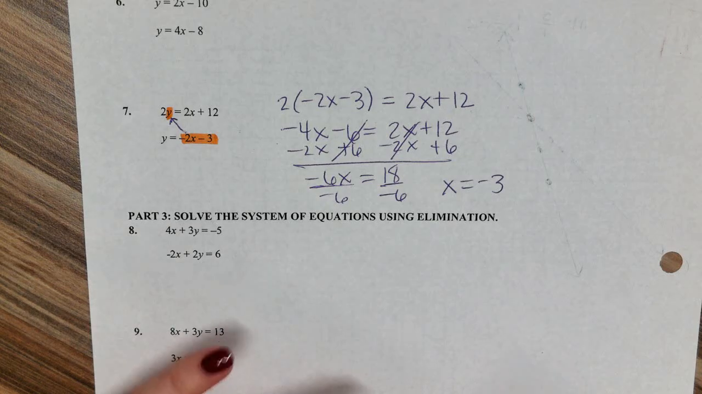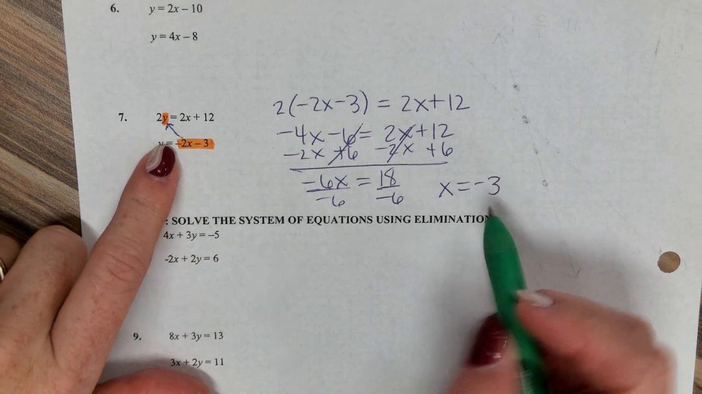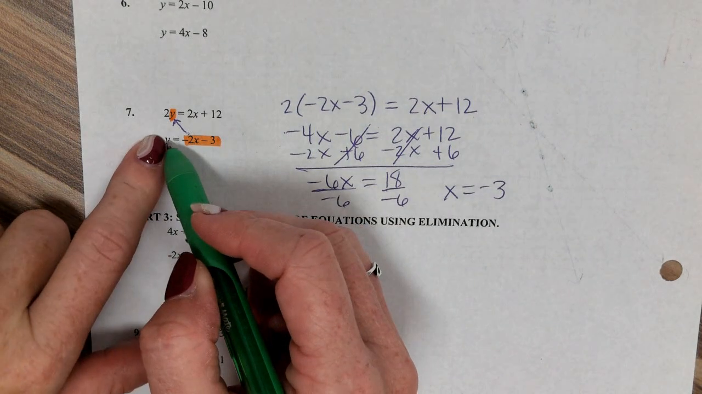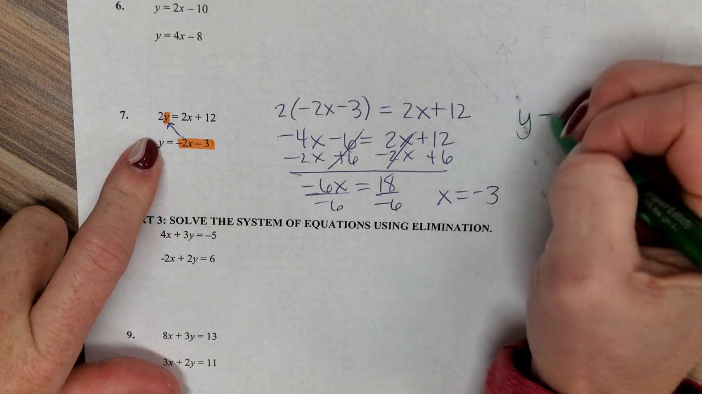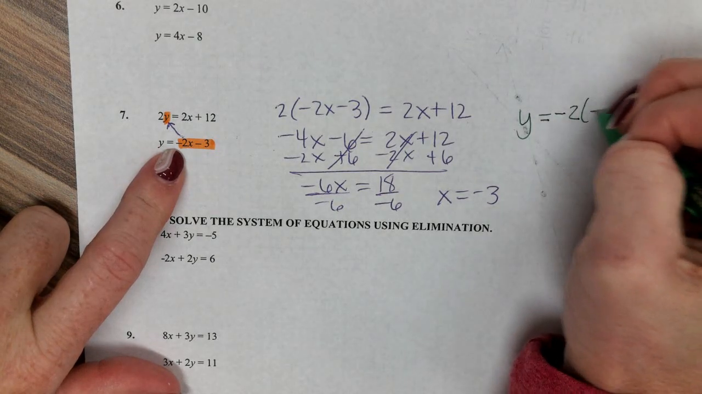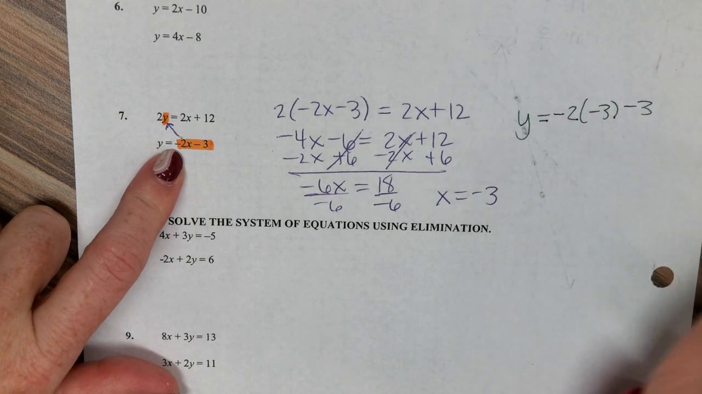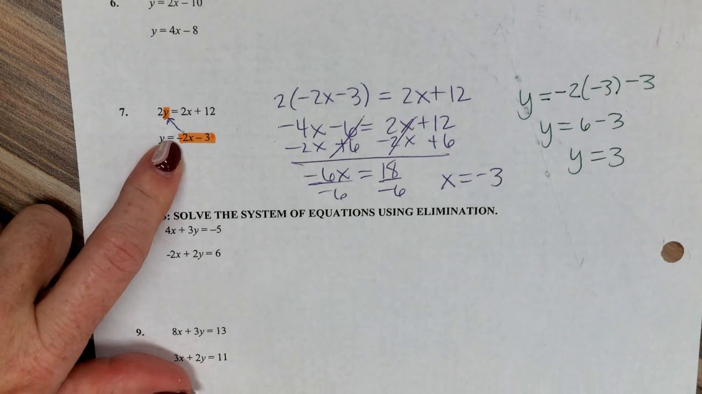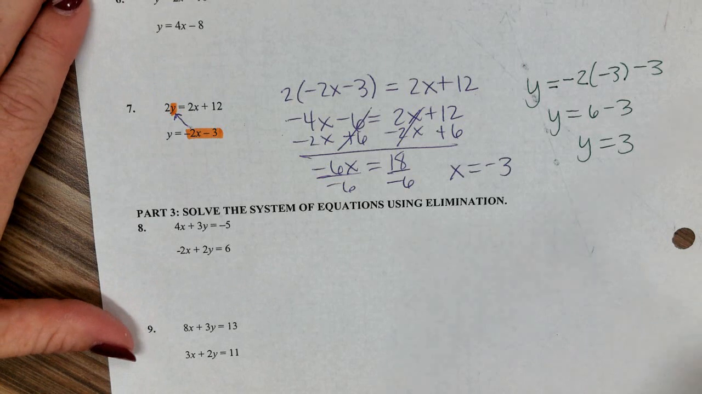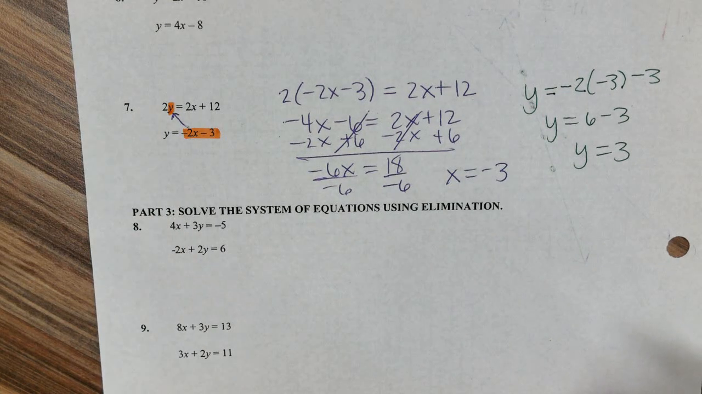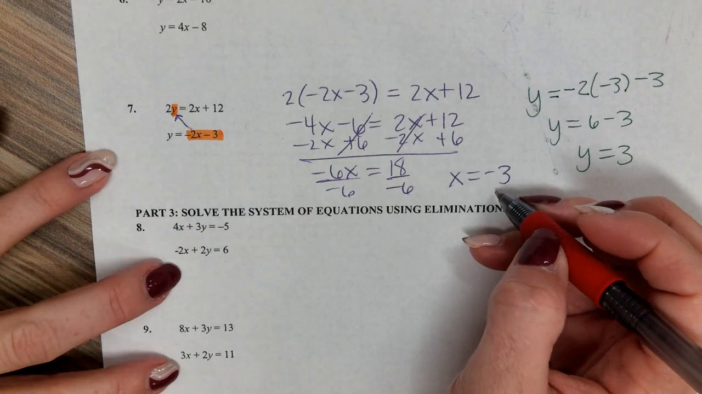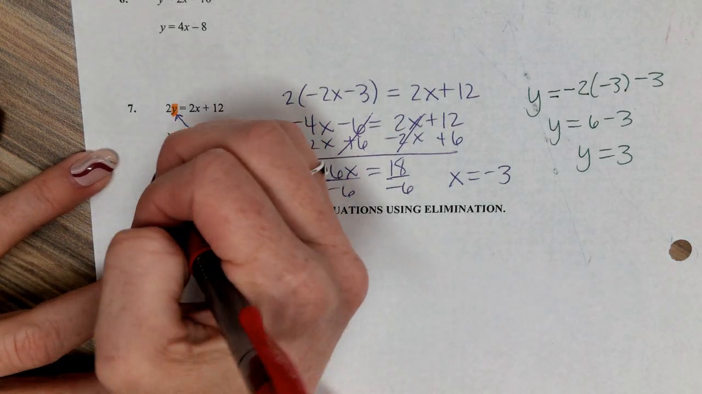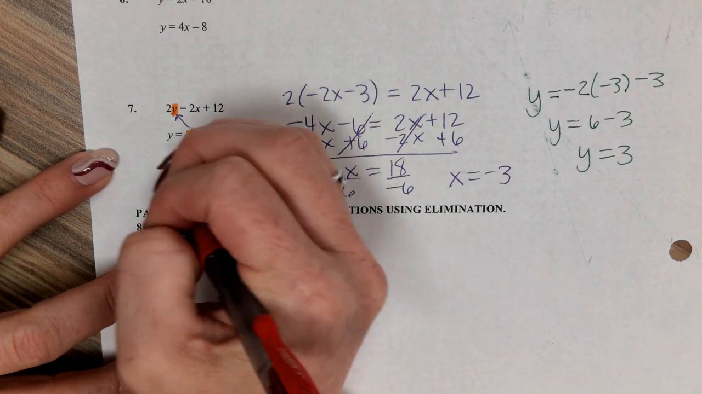Okay, now I'm going to plug the value of x back in. I'm going to choose to use this equation because y is already by itself. So I have y equals negative 2 times negative 3 minus 3. So what is the value of y? So my, excuse me, my coordinate is negative 3, 3.